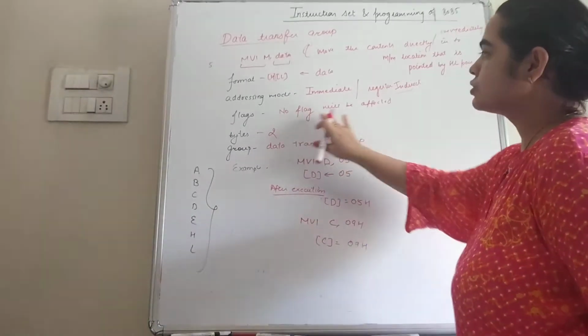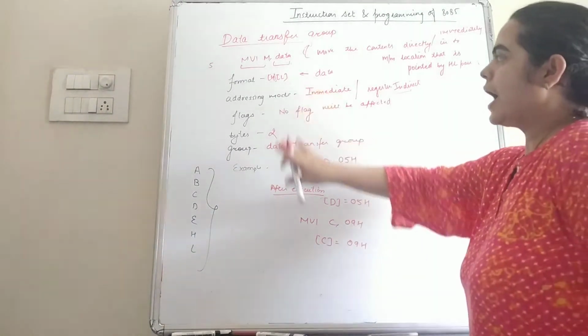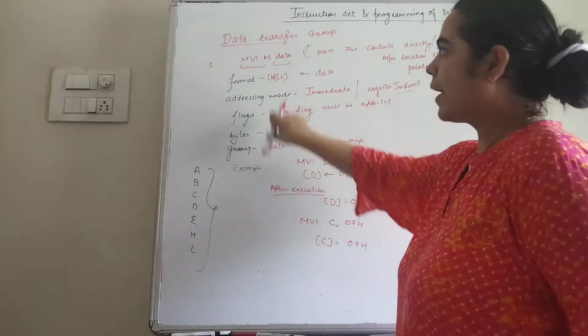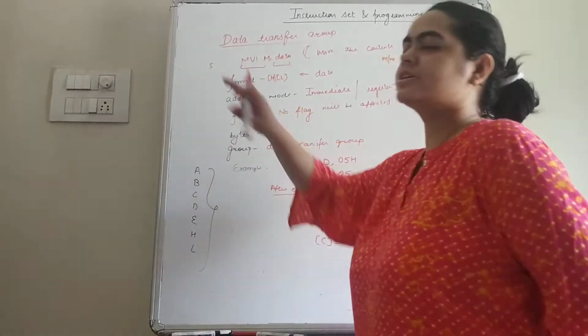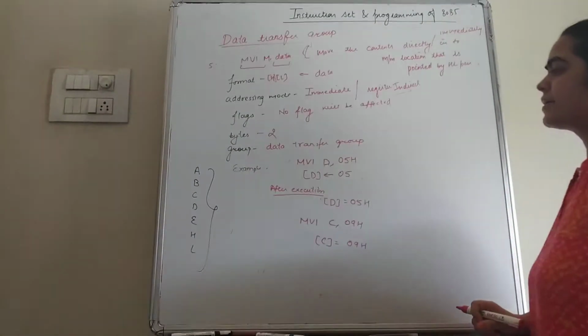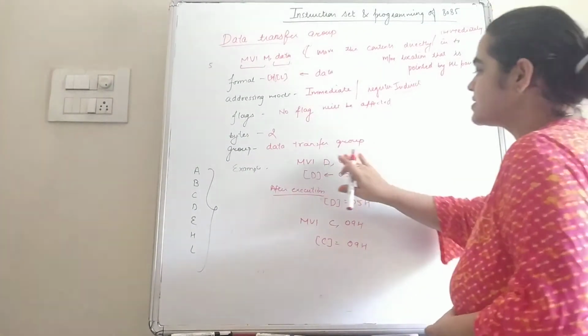Next is the flag. So no flag will be affected, and bytes. So students, for this instruction we have again 2 bytes. One is for the data and one is for the MVI M. Group is the data transfer group. Now we can see the example.